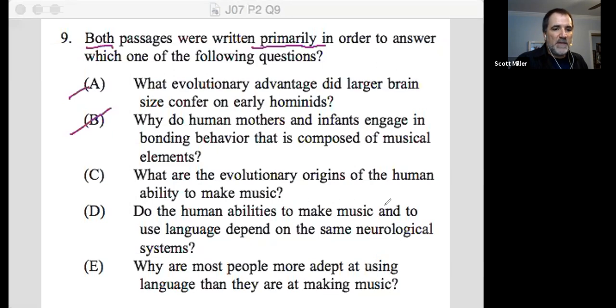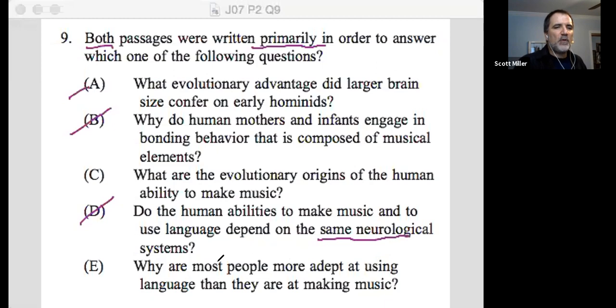Do human abilities to make music and to use language depend on the same neurological systems? So this is something that is mentioned in there somewhere, but it's not the primary point. The primary point is about whether the ability to use music is important or not, right? That's the primary point. What are the origins and is it important? So I'm getting rid of D because it's not talking about the origins of music or whether or not it's important. It doesn't contain those elements that I know are the main points.